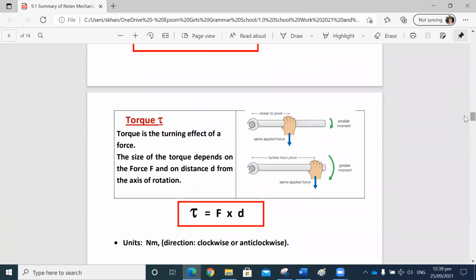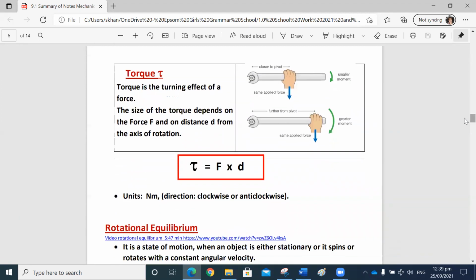Now, for rotational motion, rotational equilibrium, what is torque? Torque is the turning effect of a force. So if this is the pivot point and you apply a force, it will make the object turn in a clockwise direction. If you apply the same force at a greater distance, then the torque, or the turning effect, will be greater. So turning effect is force times distance, unit is Newton meter, and direction could be clockwise or anti-clockwise.